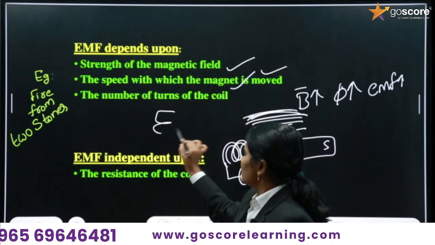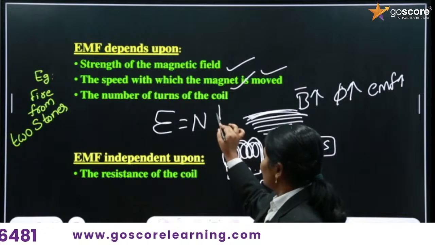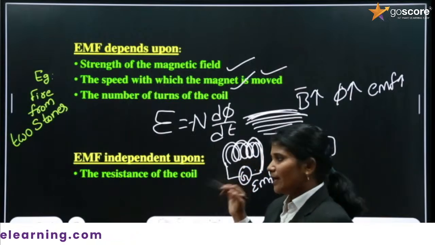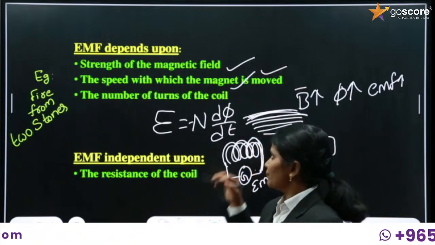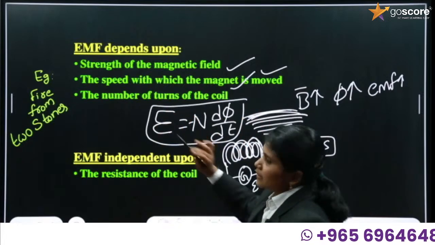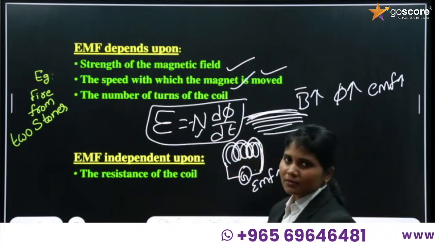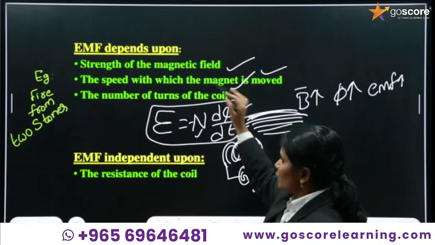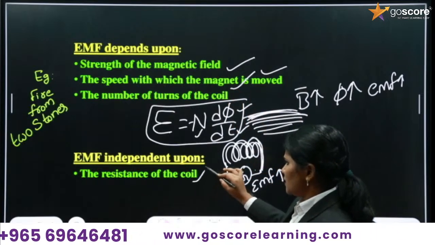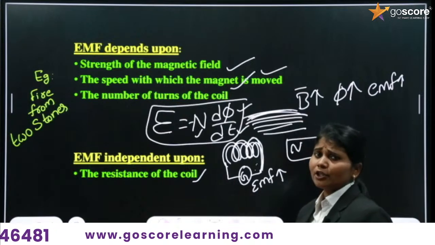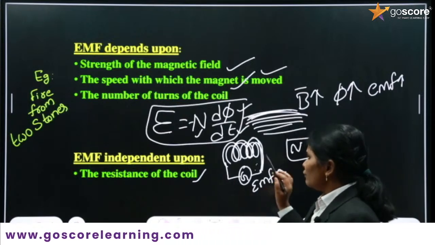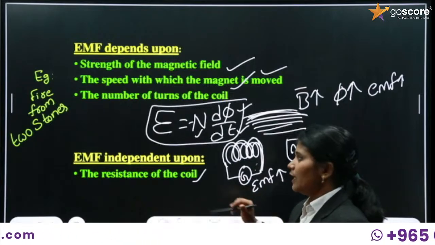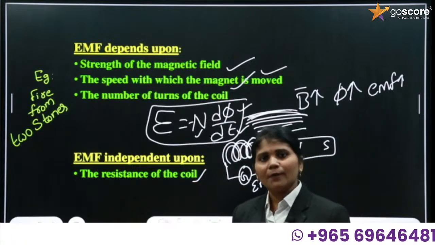That's why the formula is E is equal to N d phi by dt. But here we are considering a negative sign also. Why we are considering negative, we will discuss in part 2. So EMF depends upon the number of turns and the change in flux with respect to time. EMF depends upon these three. So what about the resistance of the coil? EMF is independent of the resistance of the coil. Which one depends upon the resistance of the coil? Current depends upon the resistance of the coil. EMF is independent of it.